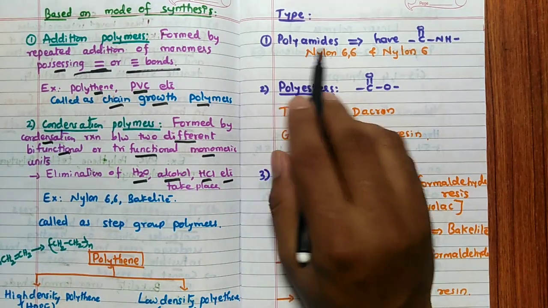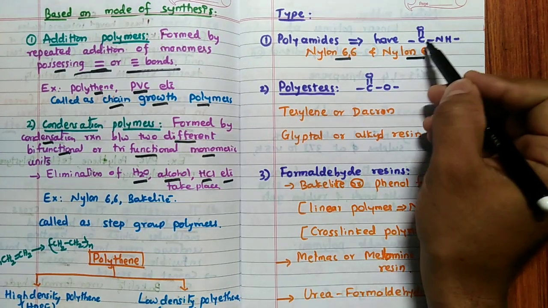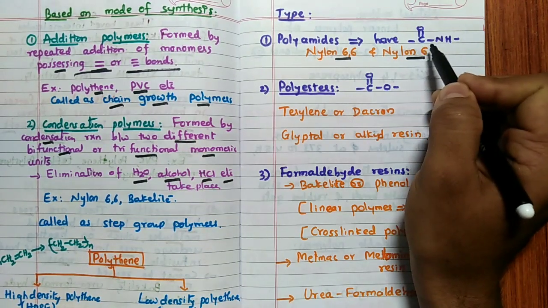Remember, polyamides means nylon 6,6, nylon 6. Very simple. Polyamide: amide is nothing but the CONH bond. So the polymer in which the CONH bond is present, we will call it a polyamide.